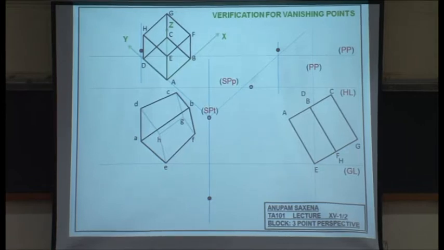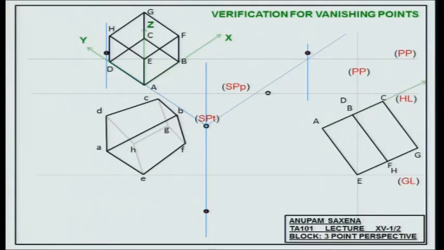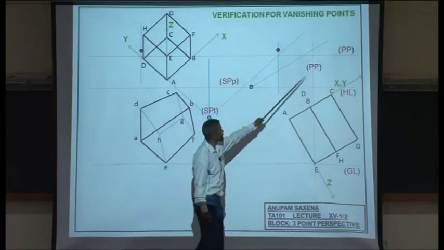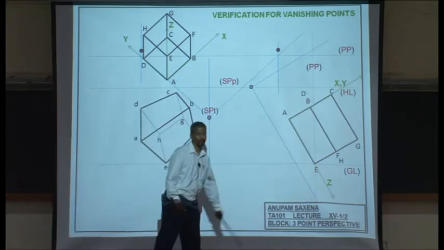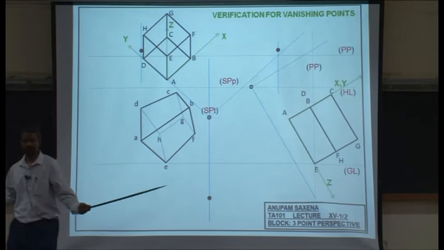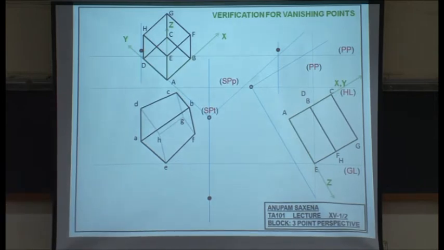Fine with me, good. I do the same thing with my profile view. This is what axes are these, x and y, and this would be my z axis. I take SPP, the station point in the profile view, I draw a line parallel to the x y axis and hit the picture plane over here, and I draw a line parallel to the z axis and hit my picture plane over here. From here I am going to be releasing what, the horizontal projections, right.